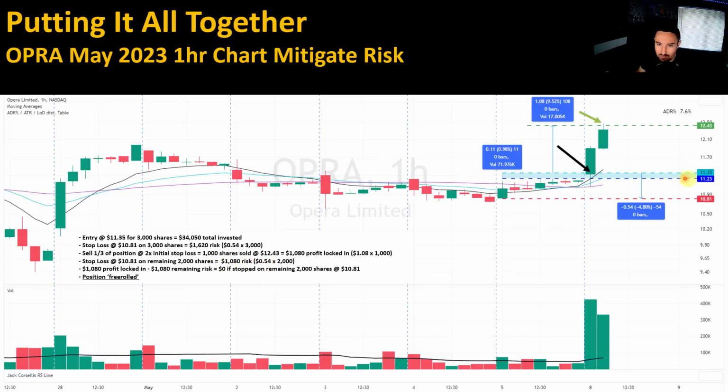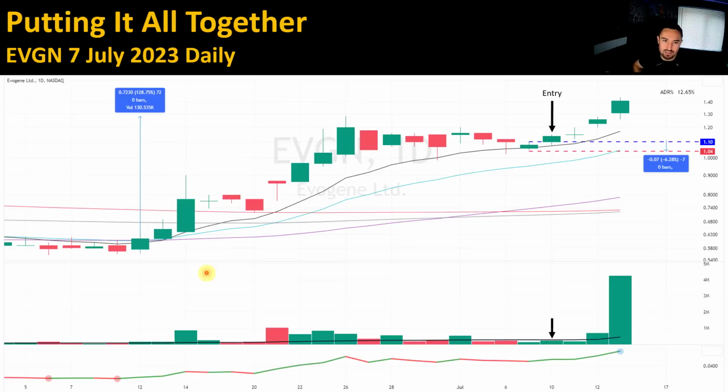Remember, the entry was here, bought them here at 11.35, and then the initial stop loss in this example would be down here at 10.81, so 54 cents. So we've got 54 cents times 2,000 is $1,080. Makes sense? So we've got our profit locked in of $1,080 minus the risk remaining of $1,080 equals $0 if we get stopped. Makes sense? It's nice and easy. It's not too complicated.